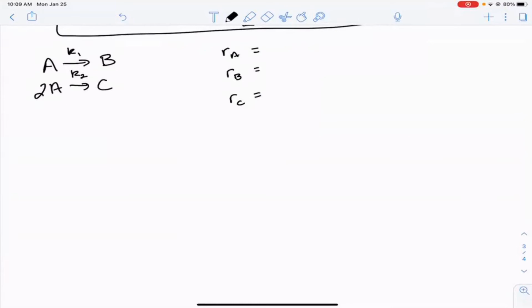I have negative K1 CA minus K2 CA squared. Great, perfect. That's exactly what I also have. All right, so that's A. So what about B? Does someone want to come in and help us with B? It'd be just K1 CA. Absolutely. Very good. And now what about C? K2 CA squared.